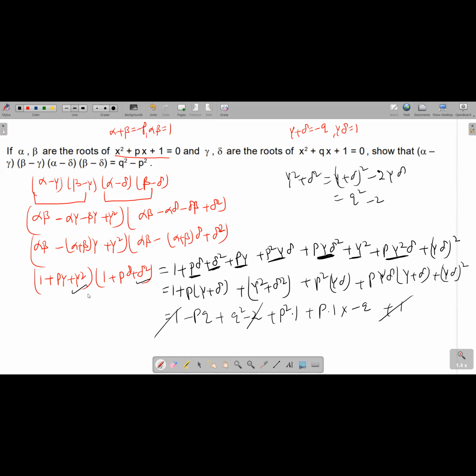I think there is some mistake. I'm making some mistake, I think. No. I think it is a typo in the question only. I think it should be minus. If it is minus, then we'll have this is plus. And then if this is plus, we'll have gamma plus delta, that is plus q. No. I think some mistake, some typo in the question, I guess.